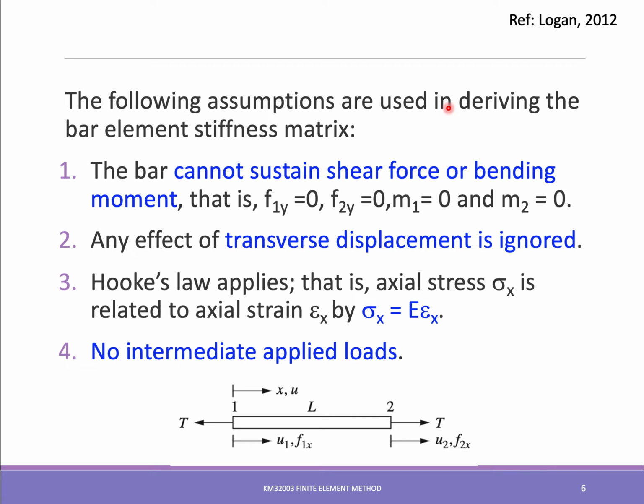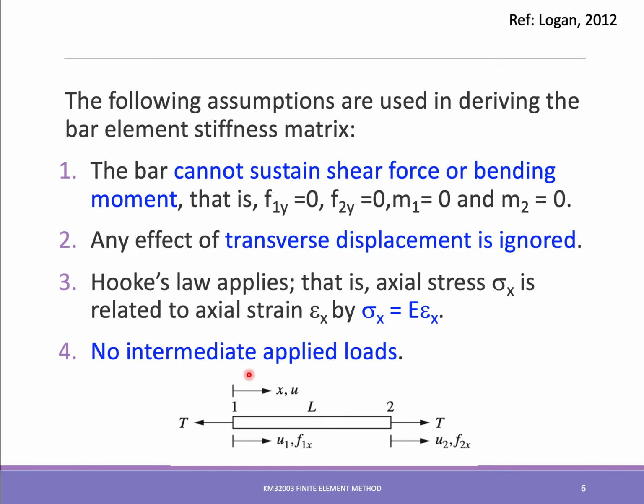If you have noticed, the first very important one is assumption number 3: we assume Hooke's law is applied. There is a proportional relationship between the stress and the strain. Then the other assumptions include that in this bar element there are only forces along the axial direction, along the x direction.